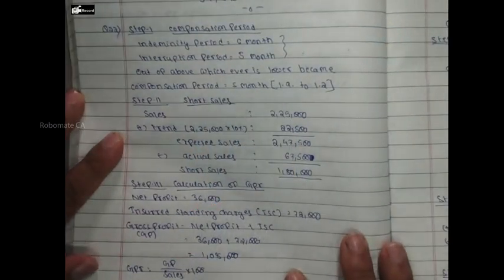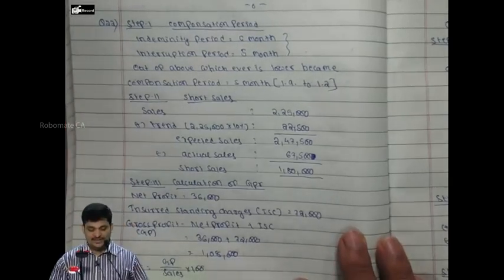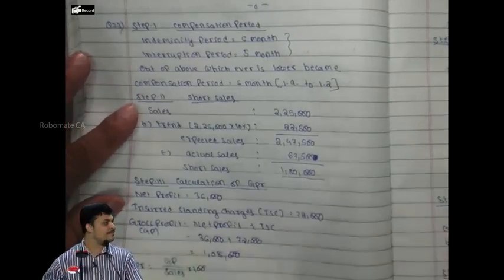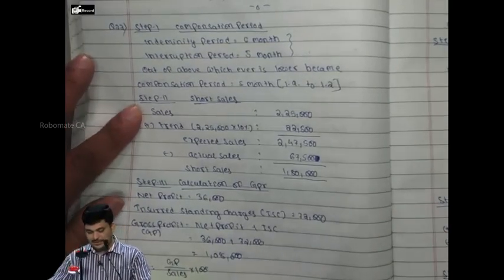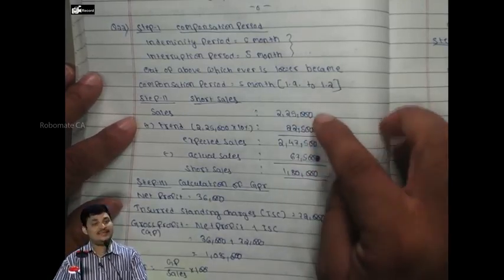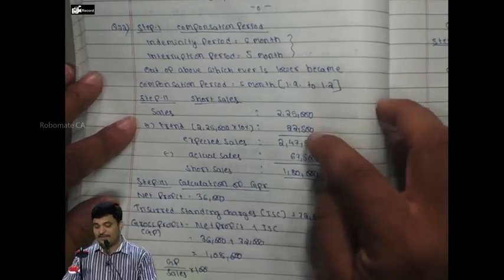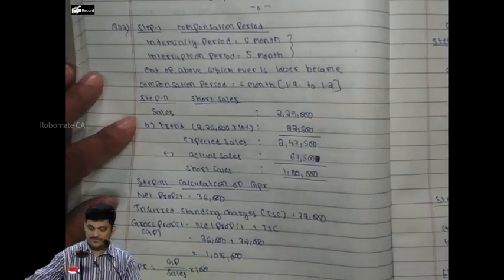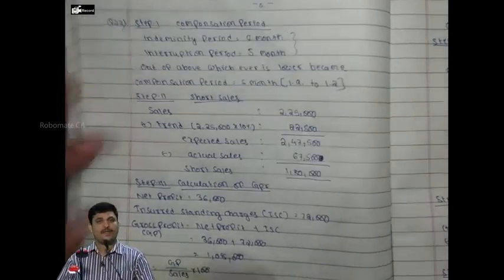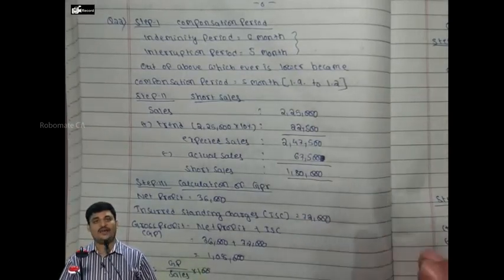Compensation period 1st September to 1st February. Date, year wise, nothing is mentioned. Yes, sir. Short sales. Standard sales given 2,25,000. Trend is given at 10%, thereby it is 2,47,500. Actual sales 67,500, thereby short sales was 1,80,000.